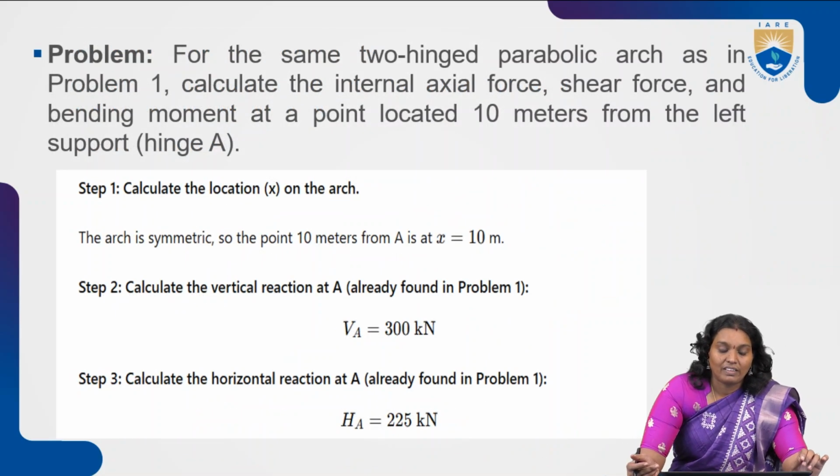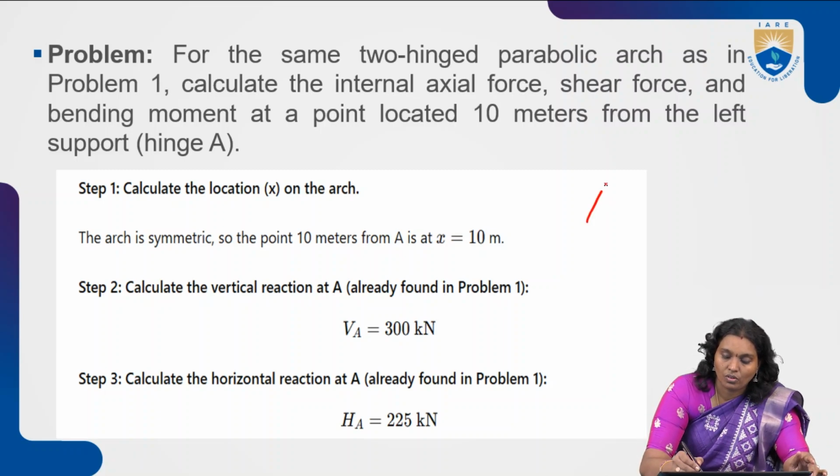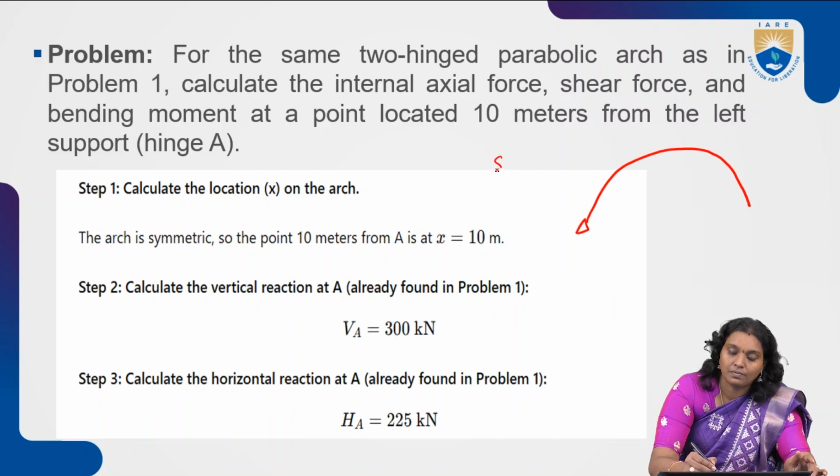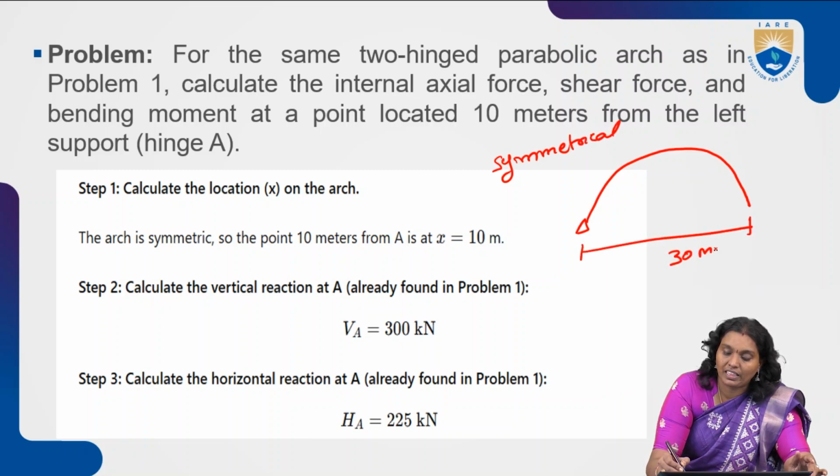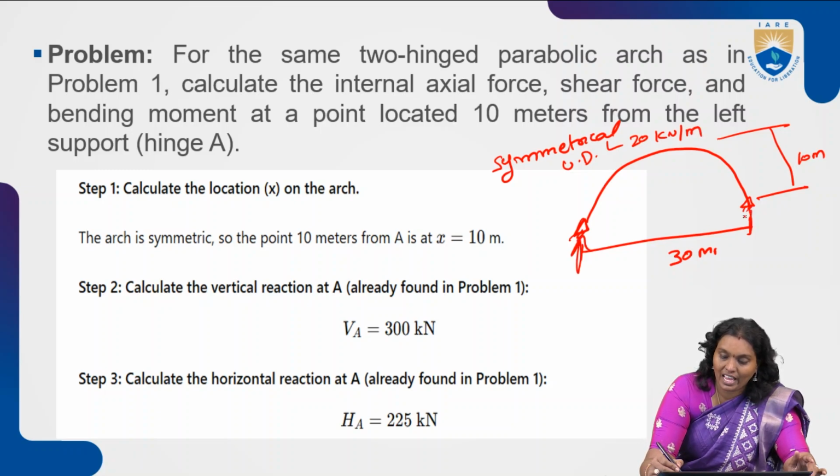Now move on to the same two hinged parabolic arch. As per the previous problem, for the same two hinged parabolic arch, calculate the internal axial force, shear force and bending moment at a point located 10 meters from the left support. This is the same symmetrical arch. The entire span is 30 meters between the two hinges, and the rise is 10 meters. The uniformly distributed load is 20 kilonewton per meter, and we already found the vertical reactions equal to 300 kilonewton and the horizontal reactions equal to 225 kilonewton.